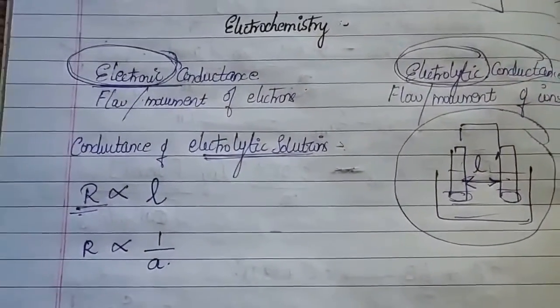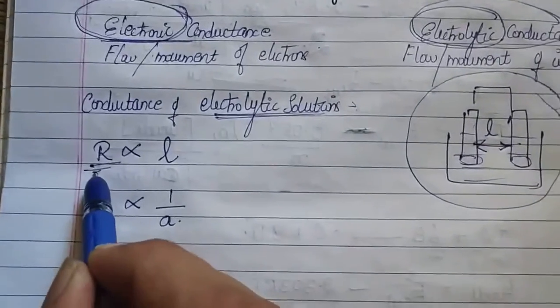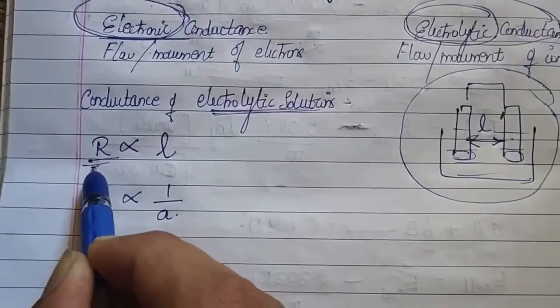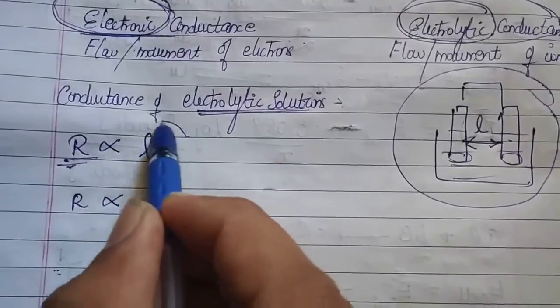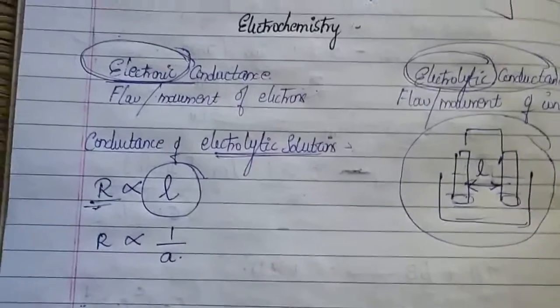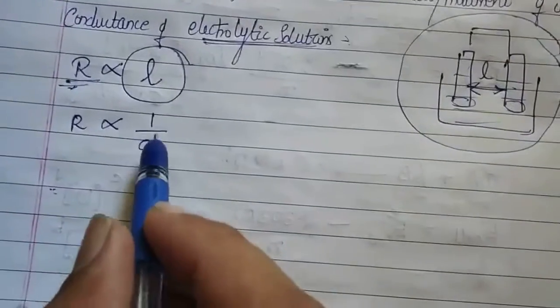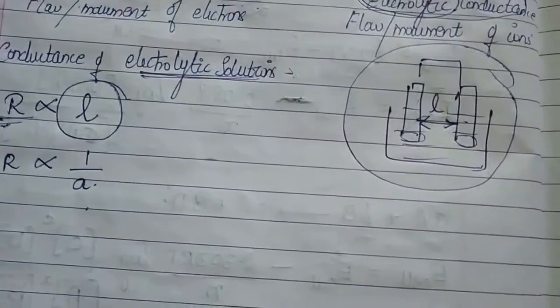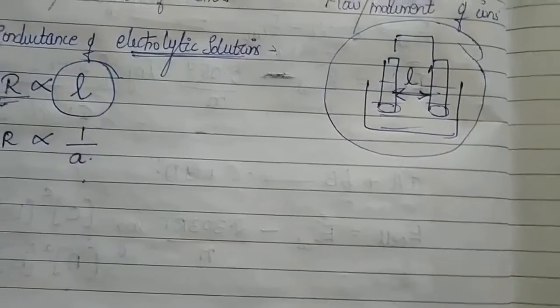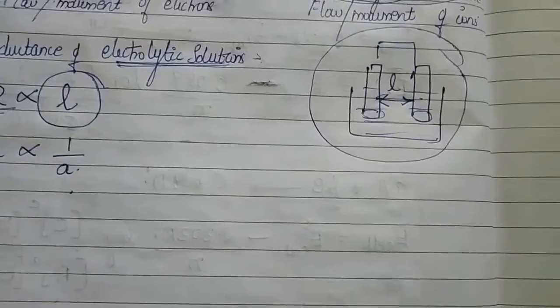Whatever resistance you observe in such electrolytic solutions will be directly proportional to the length, or the distance between those two electrodes, and inversely proportional to the area of cross section of those two electrodes. Something confusing? Don't worry.